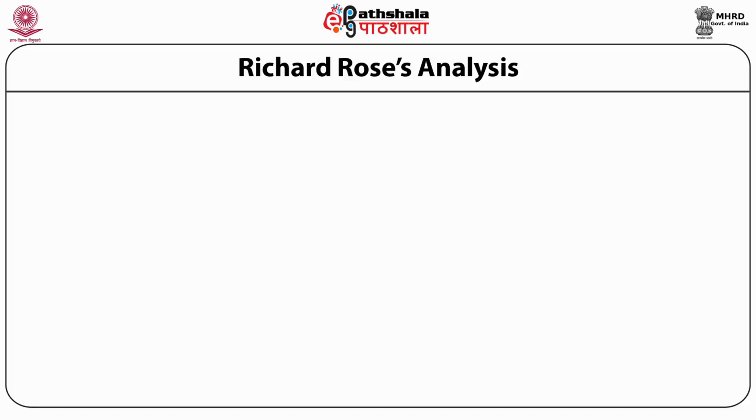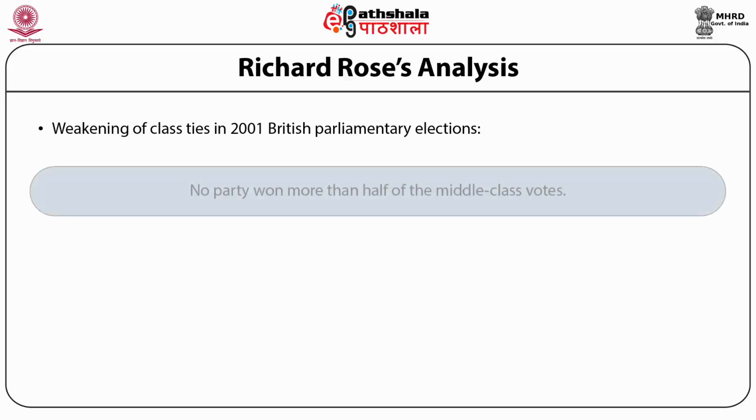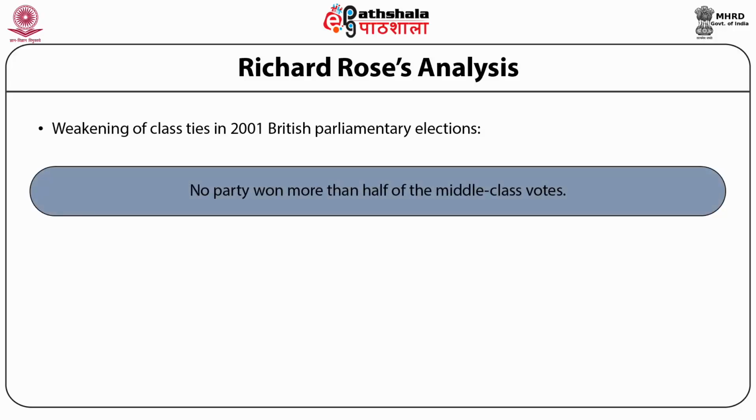As per the empirical analysis done by Richard Rose, there has been a weakening of class ties in the 2001 British parliamentary election. In his analysis, he finds that no party won more than half of the middle class votes. So in that sense, he is trying to state that class politics is slowly eroding in Britain, or probably class politics has been undermined by the growing salience of other kinds of identity politics like ethnic politics in Britain.